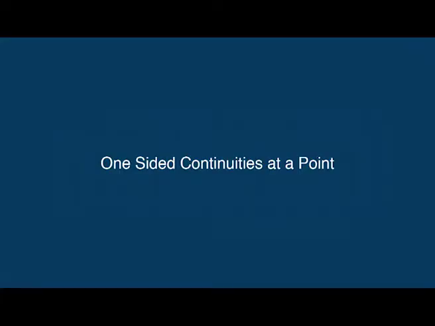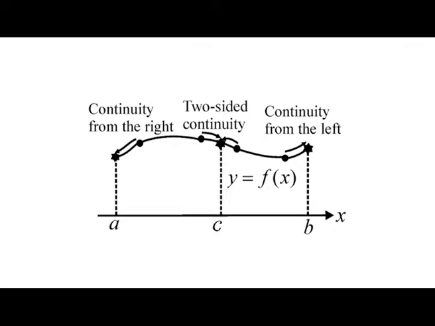One-sided continuities at a point. We now define one-sided continuity at a point. A function f is right continuous or continuous from the right at a point x equal to c in its domain if limit of f of x as x approaches c from the right is f of c. A function f is left continuous or continuous from the left at a point x equal to c in its domain if limit of f of x as x approaches c from the left is f of c.